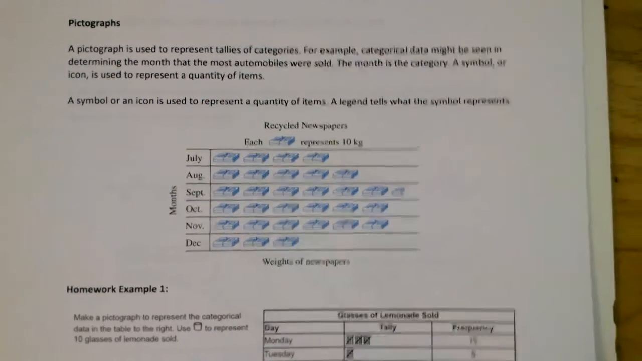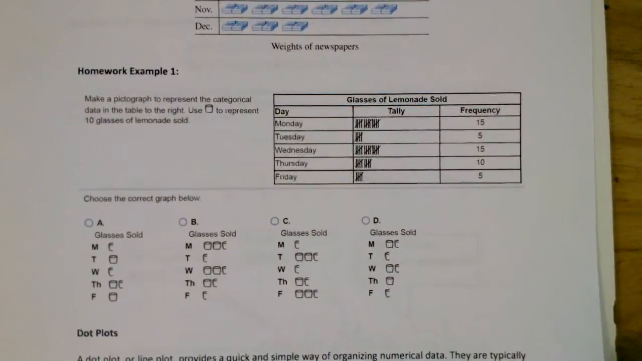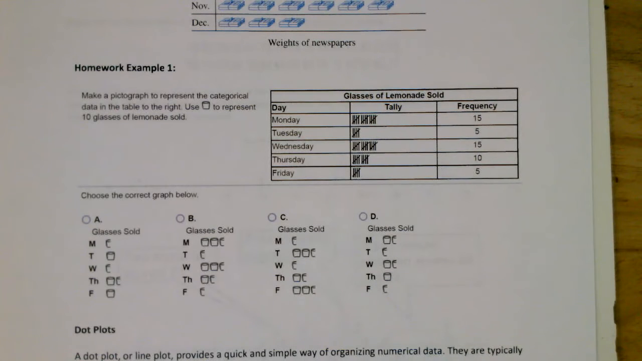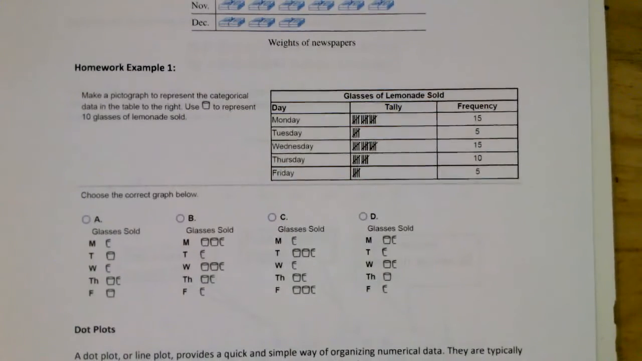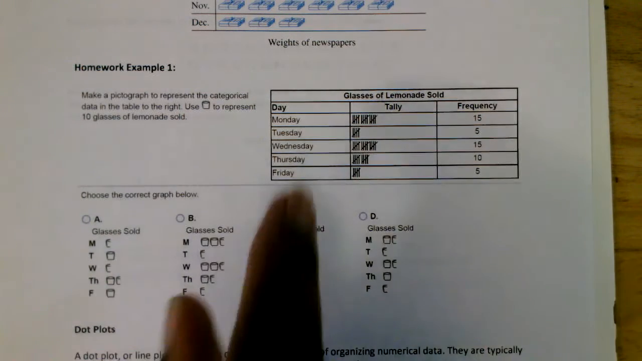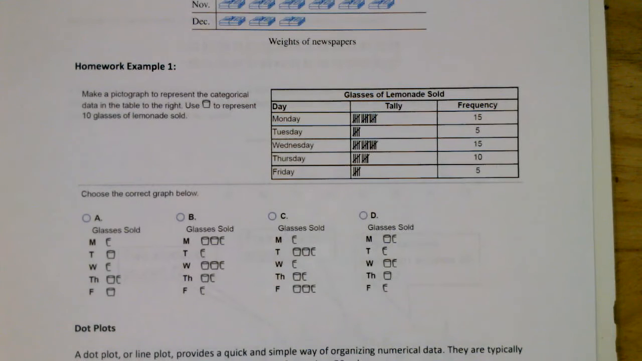All right, so now if I look at example number 1, dealing with the pictograph, here you're going to choose a pictograph to represent the categorical data in the table to the right. And we're going to use the symbol of a glass to represent 10 glasses of lemonade sold. So here is the table with the glasses of lemonade sold for each weekday, Monday through Friday, and the tally, and then the frequency. You'll have to choose which one of these would best fit the table that you see there at the top.